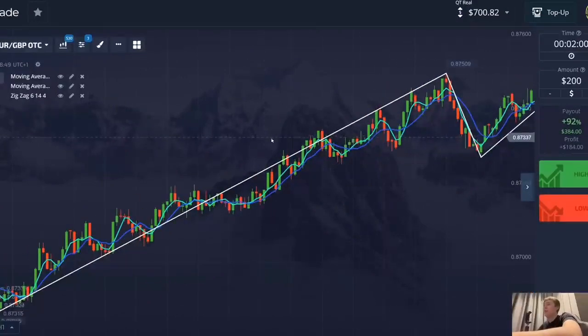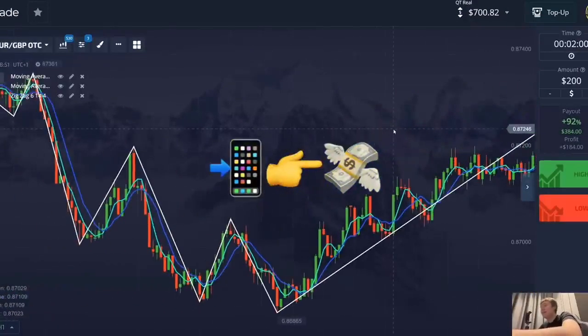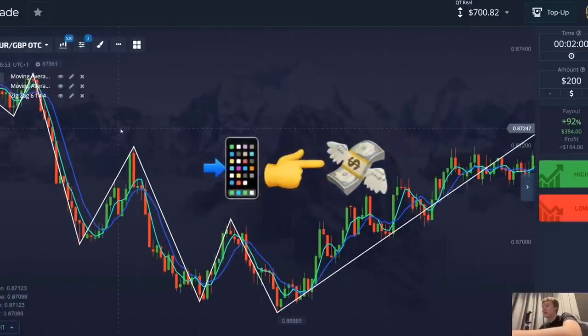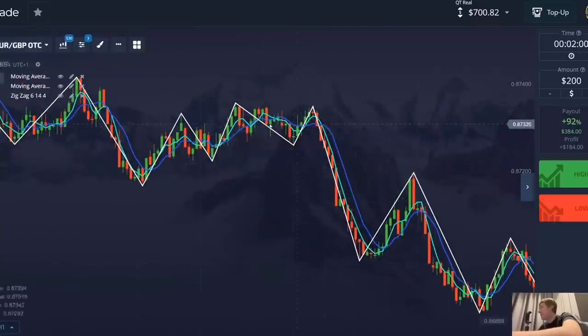Friends, if you work on a mobile phone in the browser, you can easily repeat everything that I did. The entire trading setup is ideal for mobile.